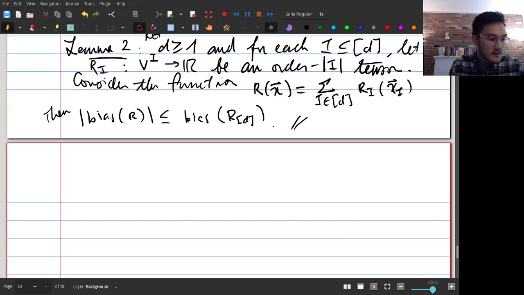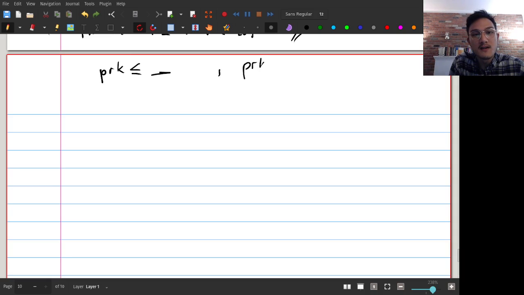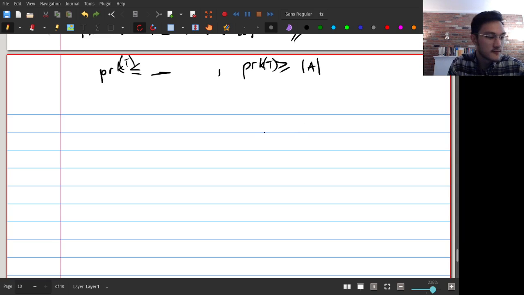We're trying to say the bias of R is less than that order D tensor. Okay, so in this section, we're going to show that the analytic rank can kind of replace the partition rank in some applications. And the reason is, let's briefly go through why. When we use the partition rank, we would show that the partition rank is less than something. Then we show that the partition rank is greater than or equal to the size of A if A is an independent set in T. I'll get back to what an independent set is later on when we're just about to prove the thing, in case you don't remember, but it's also in the first video.